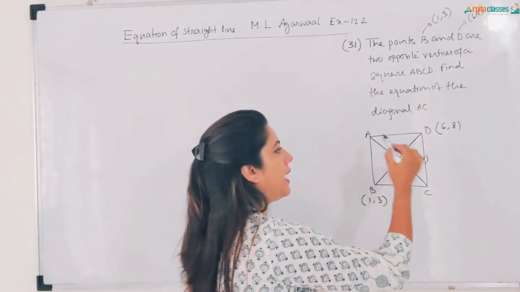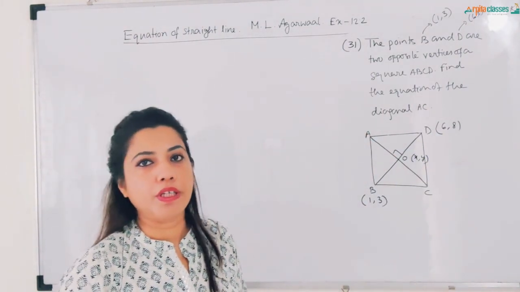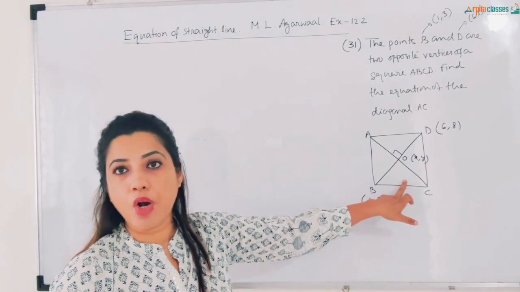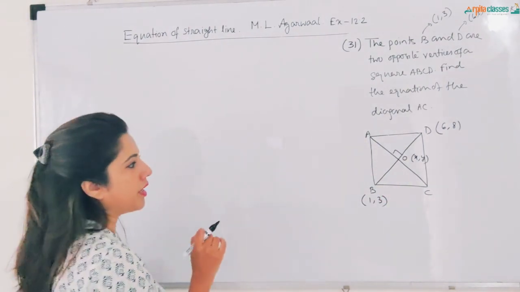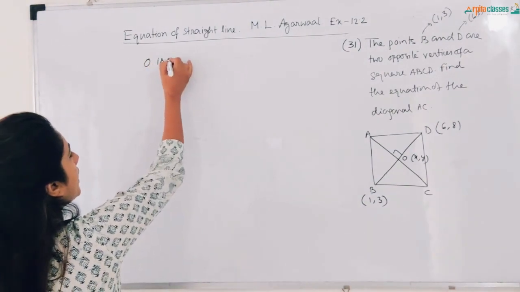Also, AD and BC are perpendicular to each other. So we are going to use this property of a square. Okay. So let us first find out the coordinates of O.